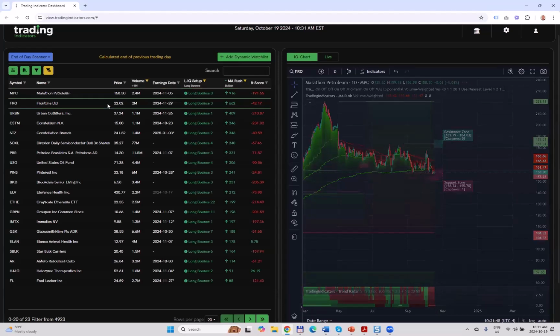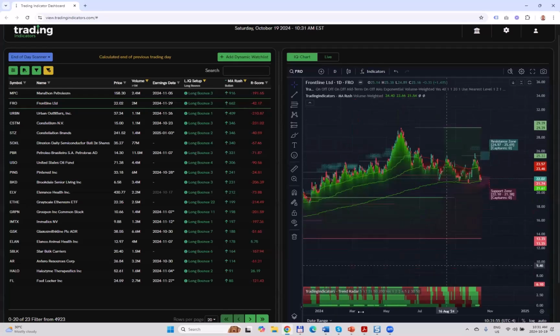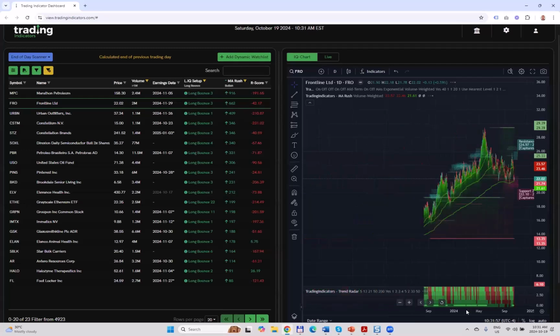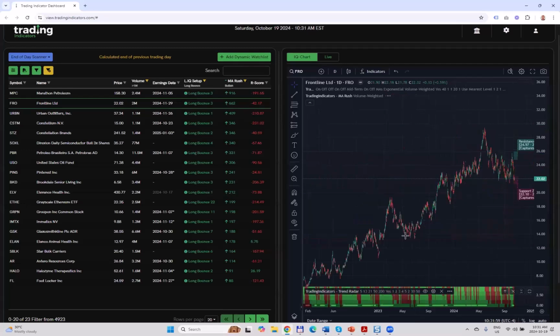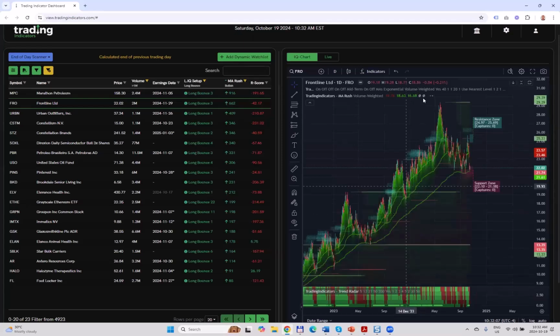Frontline LTD. What do we have here? Bullish since 662 days. And let me just look at the overall graph here. Very bullish. You can see it here. Nice. And recently a pullback to this support level.